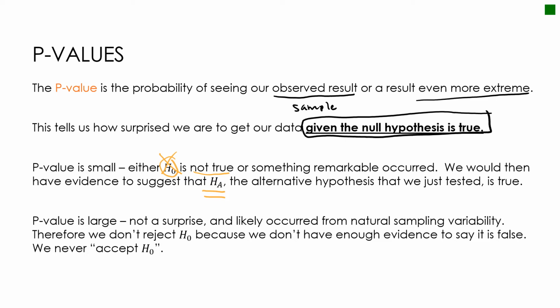If the p-value is very large, then we're not surprised by our result. If I can expect that result 95% of the time, I'm not surprised by it. It likely occurred just from natural sampling variability, meaning I didn't get the exact answer that was the hypothesized value, but I got really stinking close. And therefore, I have evidence to say that this is correct, but I don't have enough evidence to say it's false, but I can't say it's true. I just say I don't reject it because I don't have enough to say it's false.